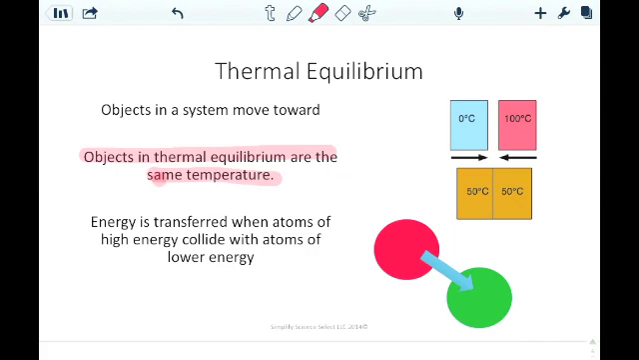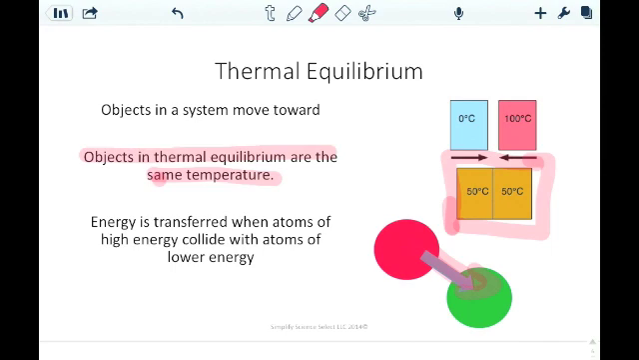That's thermal equilibrium. The example that we have over here is that if you have these 100 degrees Celsius and 0 degrees Celsius blocks, and you put both of those together, they will eventually reach thermal equilibrium if they're the same mass and the same substance. And so what we see is that energy is transferred when atoms of high energy collide with low energy. On a molecular level, one atom will hit another atom, kind of like a billiard ball, and transfer some of that energy.